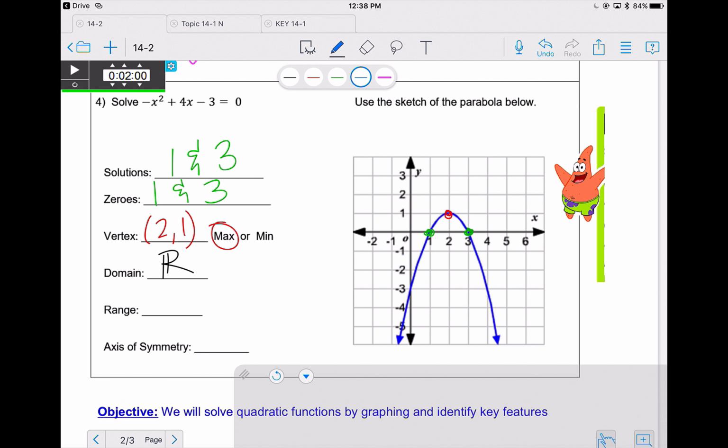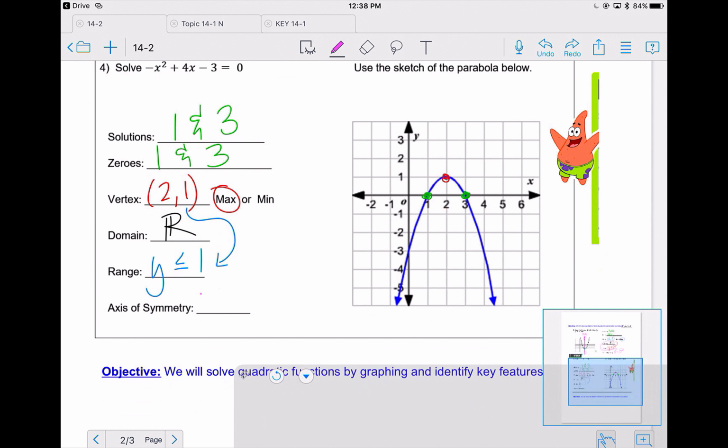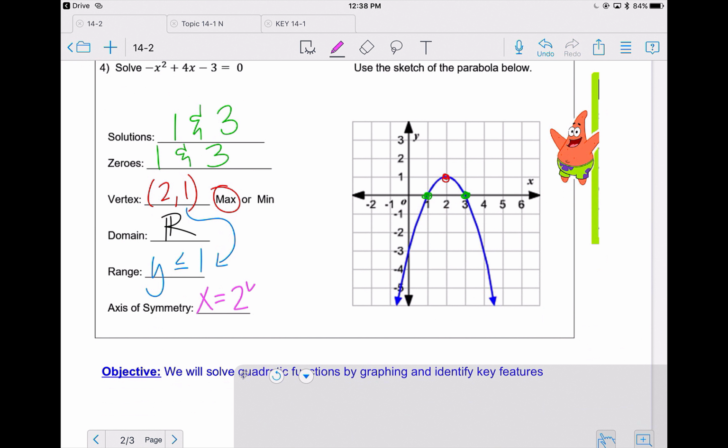Domain is always all reals. My range uses the y from my vertex. Because I have a maximum, all of my y's are lower than or equal to 1, because max is the high point, so everything else is lower. Axis of symmetry: x equals the x from your vertex. So if I were to draw a line and fold it on this line, the left side would match the right side.